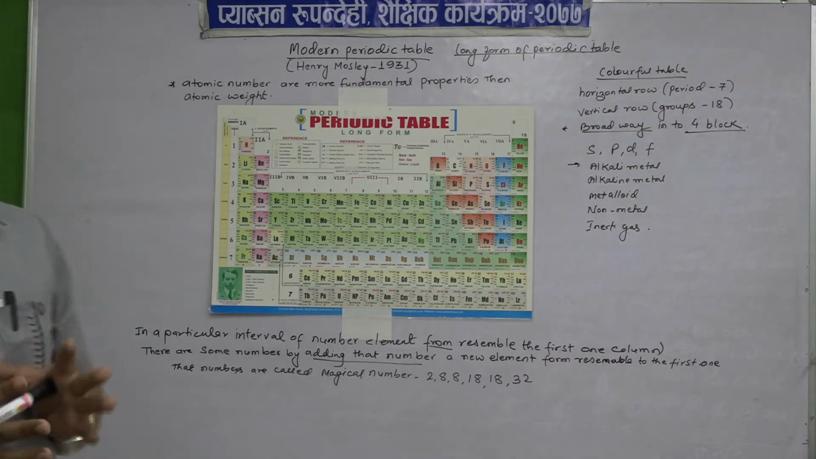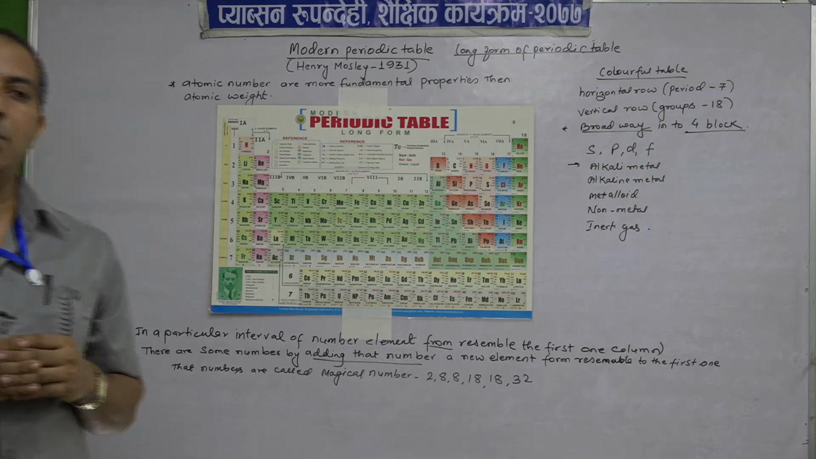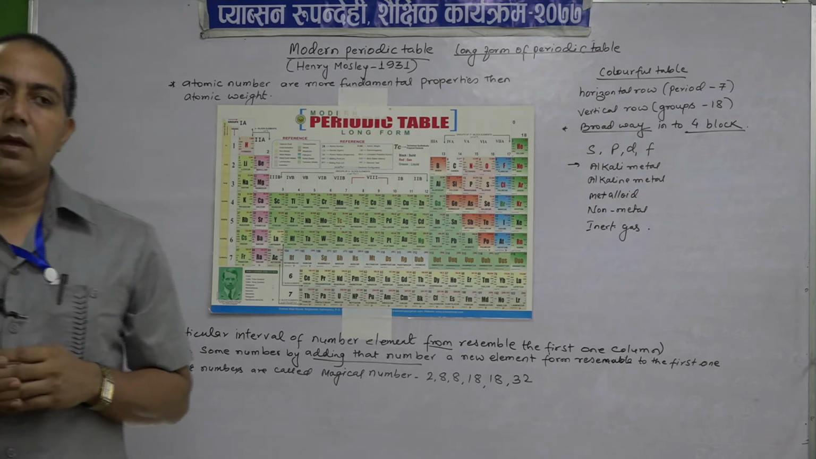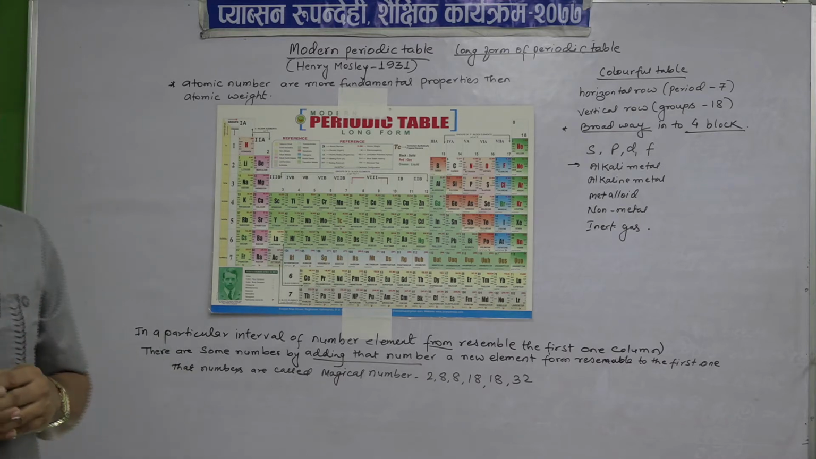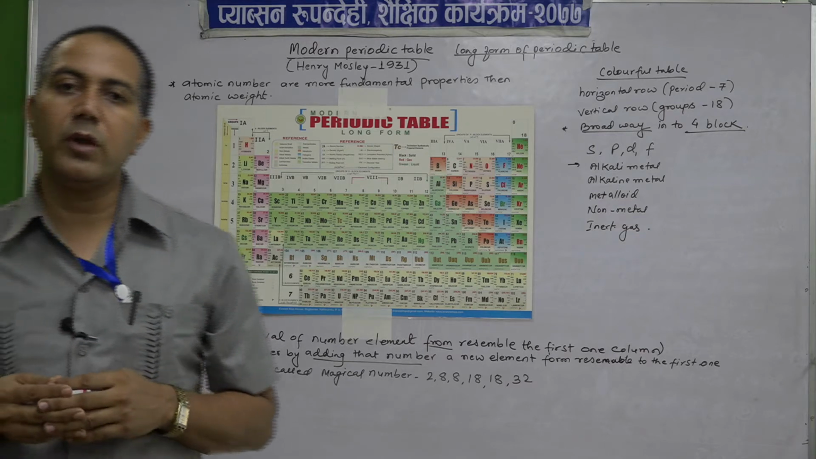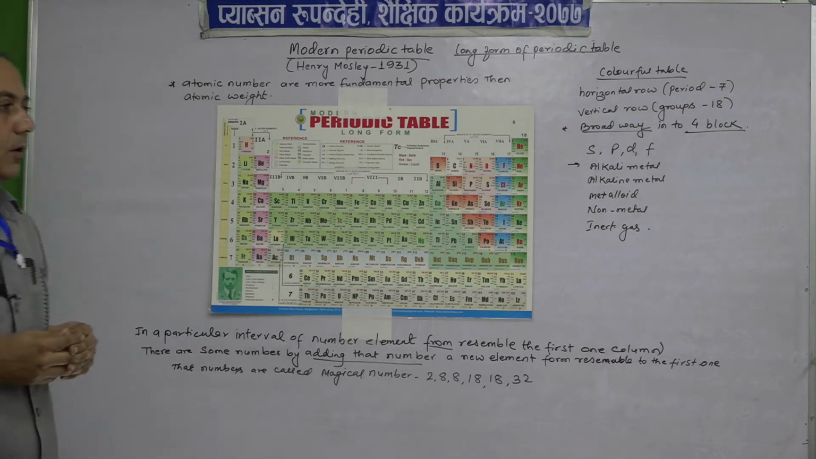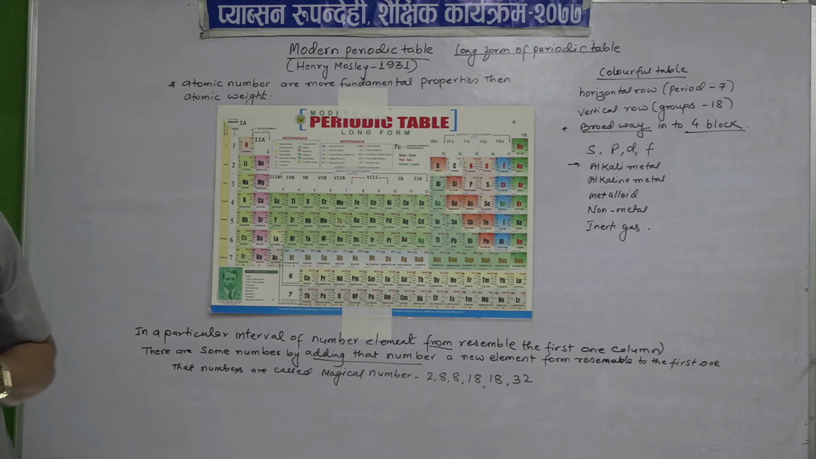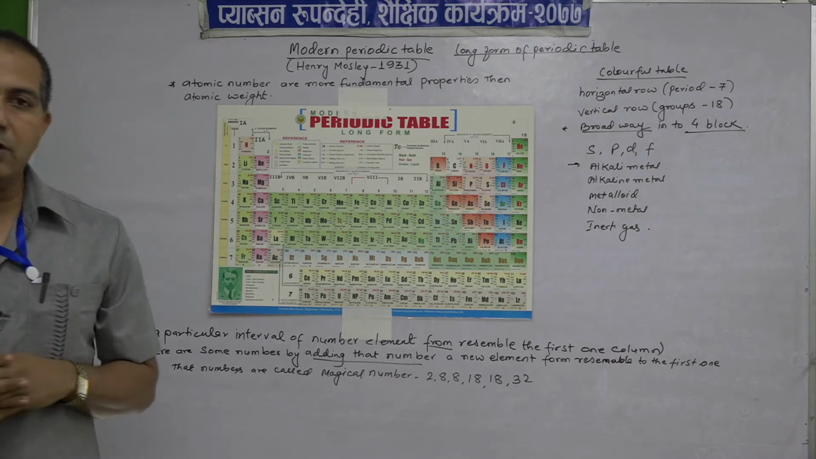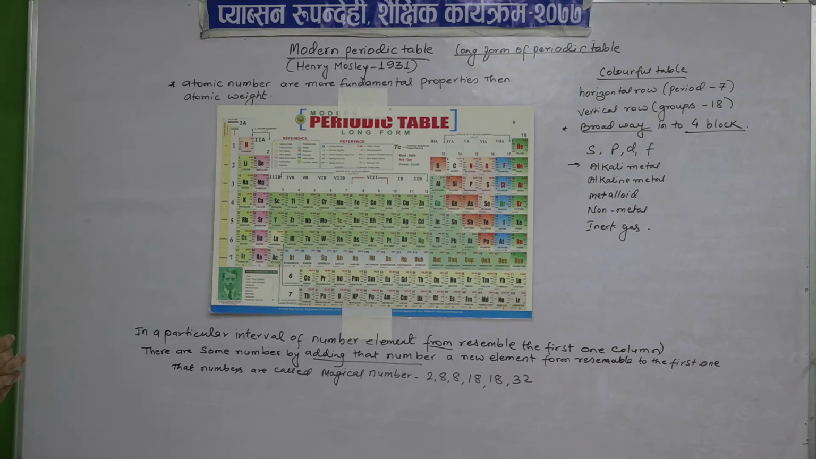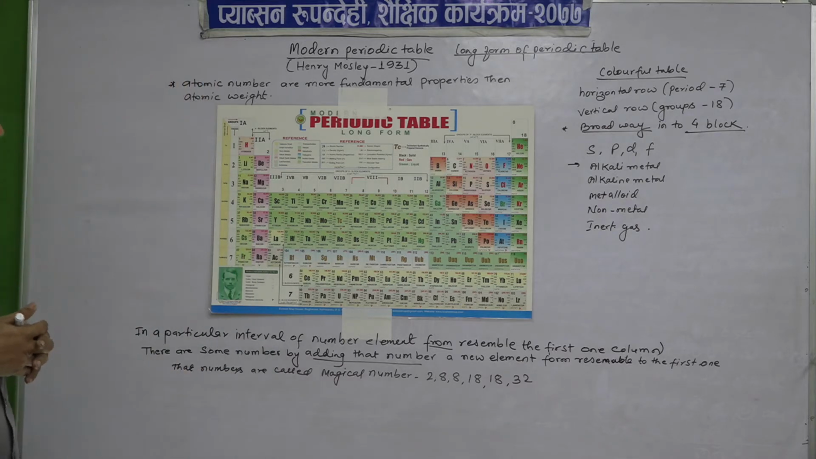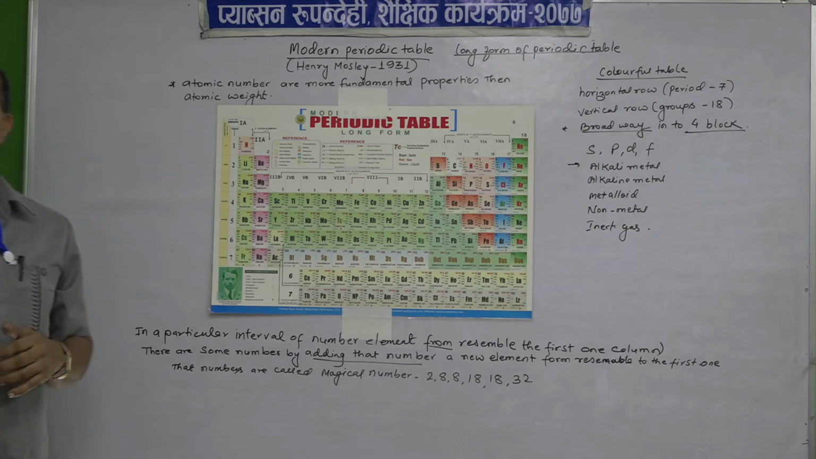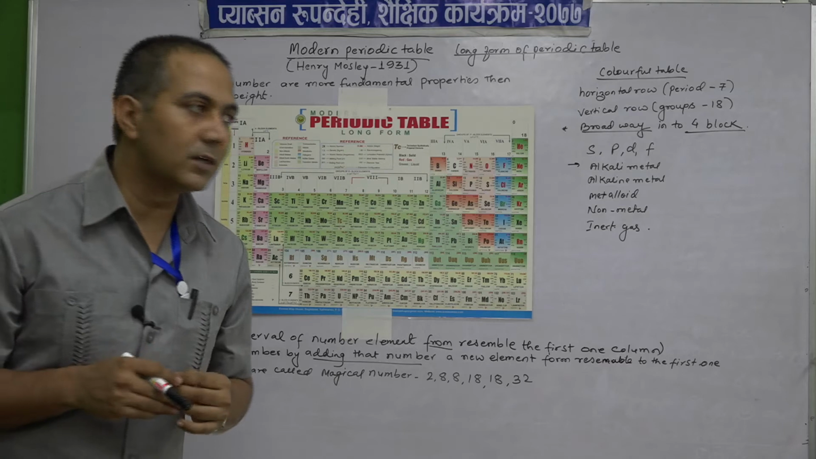In our last class, we studied the Mendeleev periodic table, and today we are going to study the modern periodic table. Before going to the modern periodic table, we have to revise the Mendeleev periodic table, because from the exam point of view, mostly the questions will be asked from the Mendeleev periodic table and the modern periodic table. So, let's revise what the Mendeleev periodic table was.